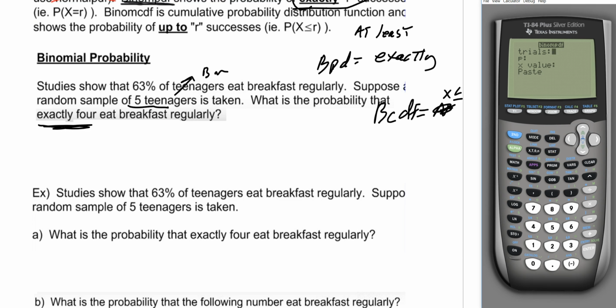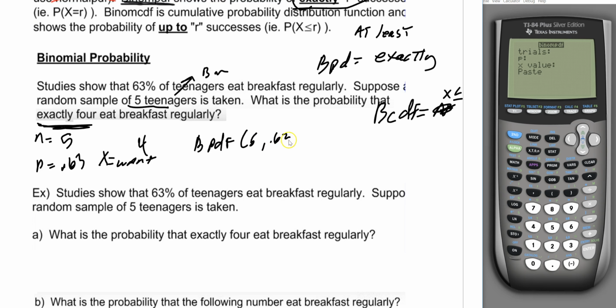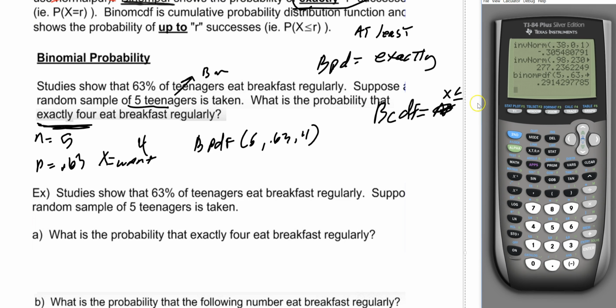So I need trials, p, and x. Trials is n, like how many do you have? P is your probability of success. And then x is the value you want. In this case, we want exactly 4 teenagers. And then our total is 5 teenagers. And our probability of them eating breakfast regularly is 0.63. So you have all that information. If I was going to write it out on paper, I'd write binomial PDF to show my work. And I'd be like, oh, it's 5, it's 0.63, it's 4. So I'm going to type that in. 5, 0.63, and then 4. Hit paste, hit enter, and you get your answer.